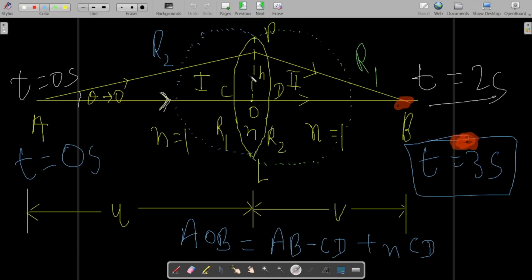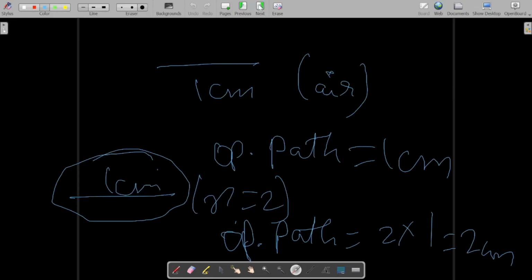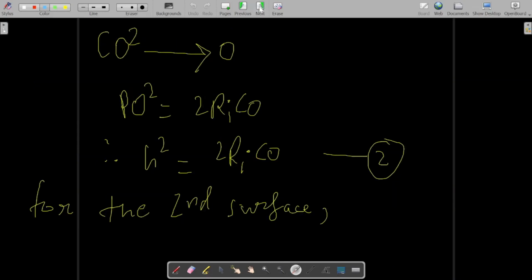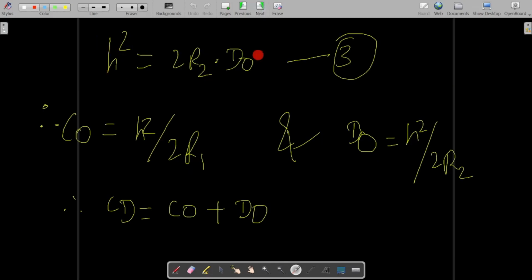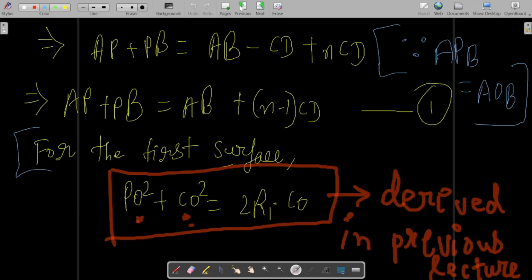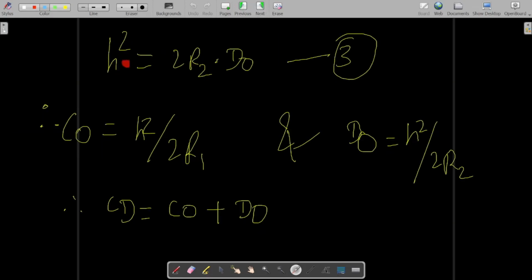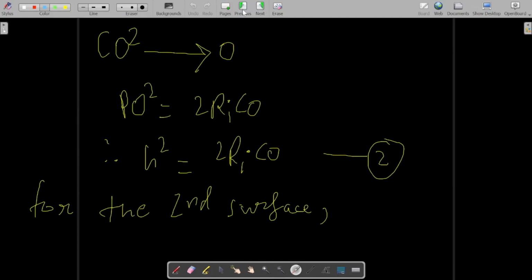Let me show you this surface. Similarly, for this other surface which has radius of curvature r2, we will also have a similar expression. For the second surface, it is written over here. But for the first surface, let us understand how this h square has come.